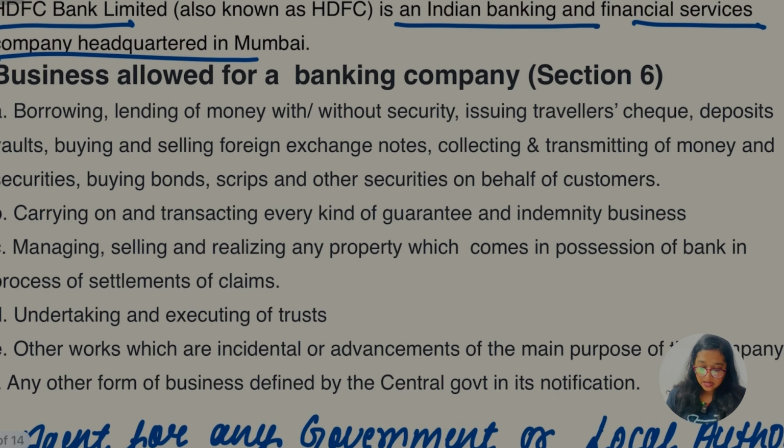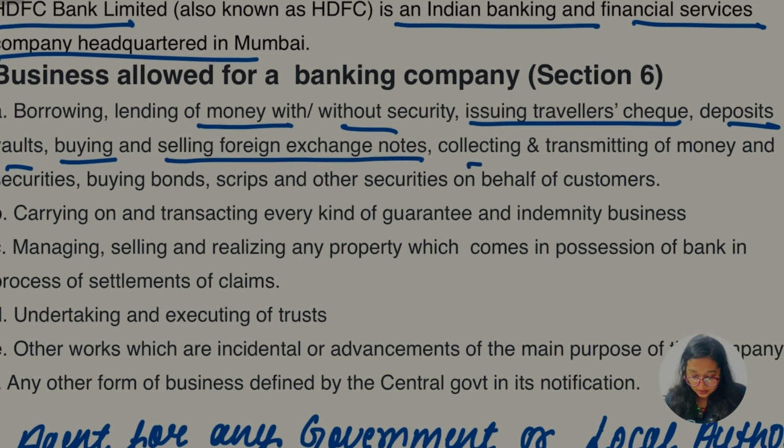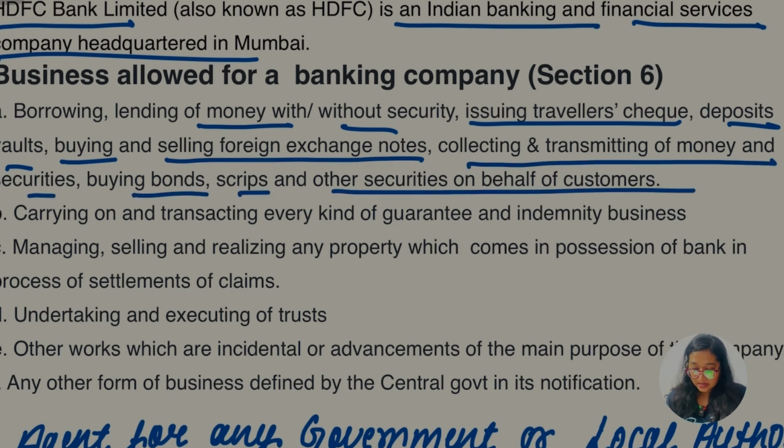Okay. So these are some of the businesses which are allowed for a banking company. This is section 6. Okay, we know this, this is very basic. So let's go for it. Buying, lending of money with or without securities, issuing traveller's check, deposit, buying and selling foreign exchange, collecting and transmitting of money and securities, buying and selling bullion and other securities on behalf of customers. I'm just reading out, because we know all these functions which are the business that can be done by banking companies.